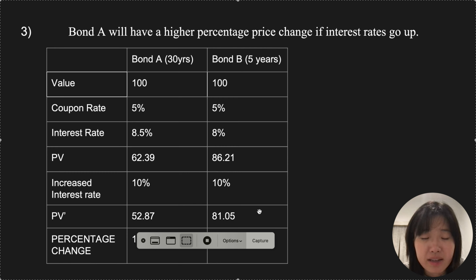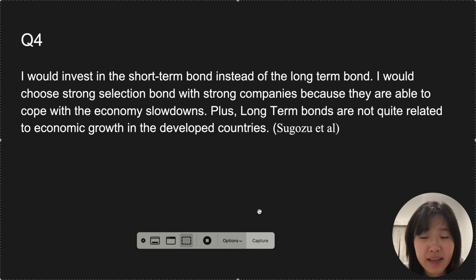But to answer the next question, if there is an economic slowdown, would I invest in a long-term bond or a short-term bond? I would invest in a short-term bond during an economic slowdown, because I'm able to withdraw from the bond much faster, in case a more severe slowdown happens.